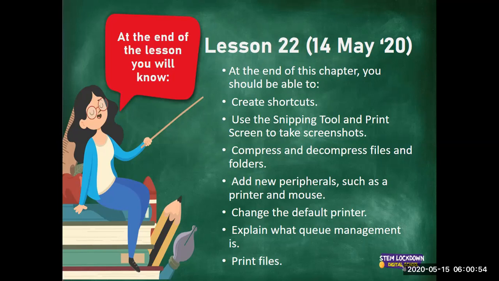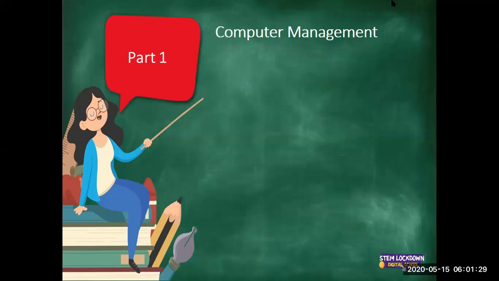Now, at the end of this chapter, I'm expecting you to be able to create a shortcut, use the snipping tool, and use print screen to take screenshots. You must also be able to compress and decompress files and folders. I believe we all know the difference between a file and a folder. You must also be able to add a new peripheral such as a printer and mouse, change the printer to the default, and explain what queue management is. And we must be able to print a file.